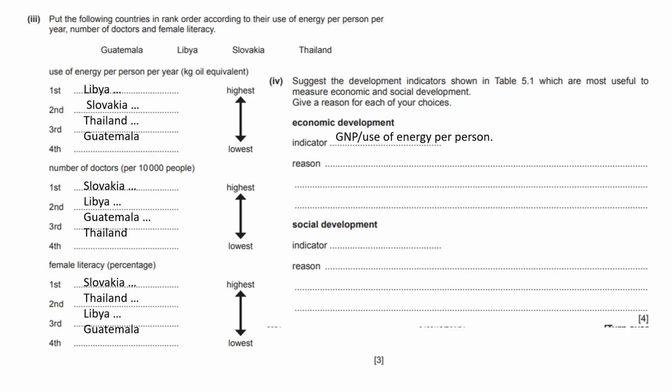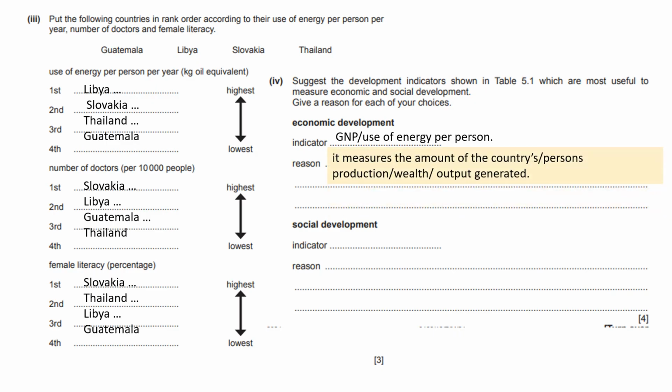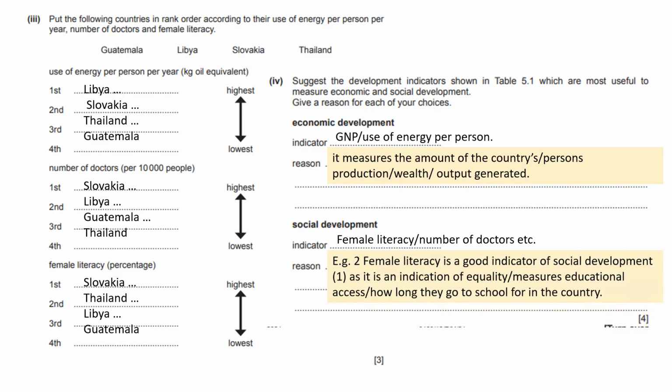You see GDP and use of energy per person, and the reason is that it measures the amount of country production or wealth or output generated, so that makes it an economic indicator. Female literacy and number of doctors, so you find out that female literacy is a good indicator of social development. As it is an indication of equality, it measures education access, how long they go to school for in that particular country. So that makes it a social indicator. So you need to take note about that description. No matter the indicator you pick, if you pick female literacy or number of doctors, the description there is related to social development.